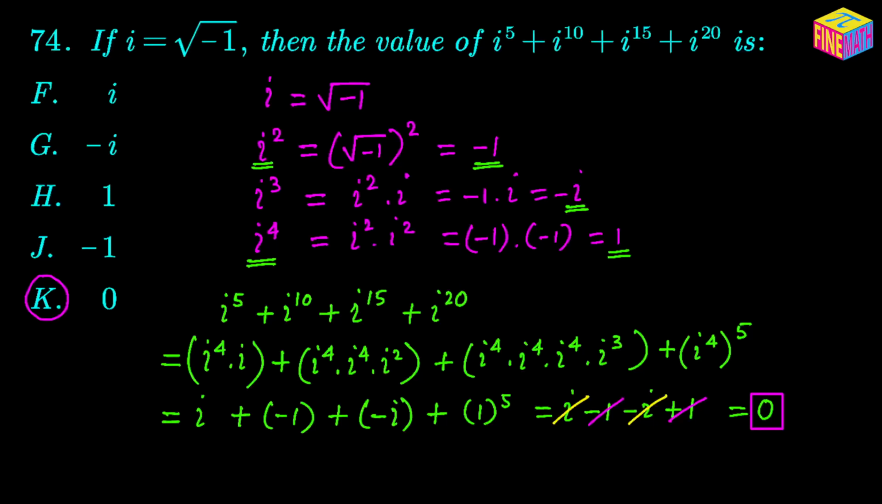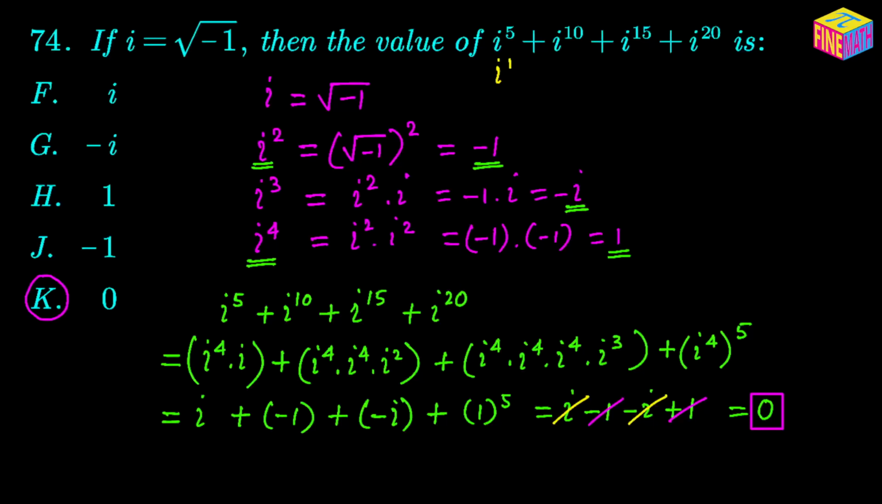The easiest way to solve this kind of problem is to remove any multiple of 4 from the exponent of iota. Can we write it like this? Iota to the power 5 can be written as iota to the power 1, because 5 is 4 plus 1. So if we remove 4, we will be left with 1.